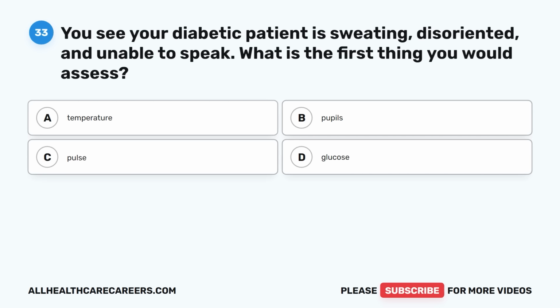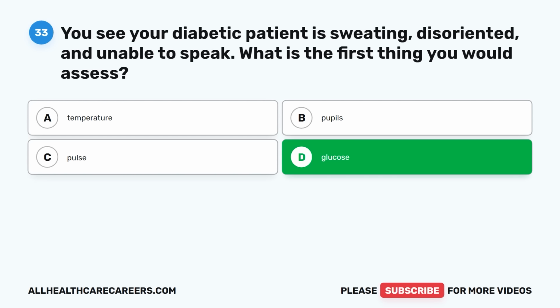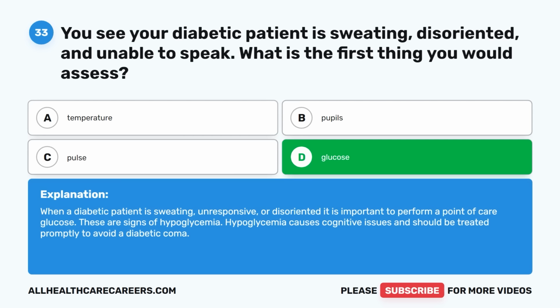Question 33. You see your diabetic patient is sweating, disoriented, and unable to speak. What is the first thing you would assess? A. Temperature. B. Pupils. C. Pulse. D. Glucose. The correct answer is D. Glucose. When a diabetic patient is sweating, unresponsive, or disoriented, it is important to perform a point-of-care glucose. These are signs of hypoglycemia. Hypoglycemia causes cognitive issues and should be treated promptly to avoid a diabetic coma.